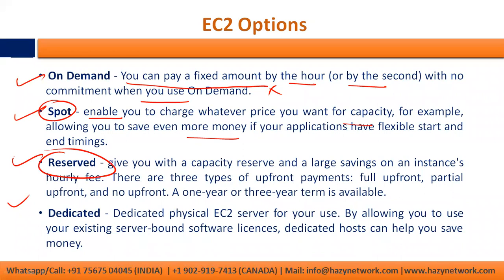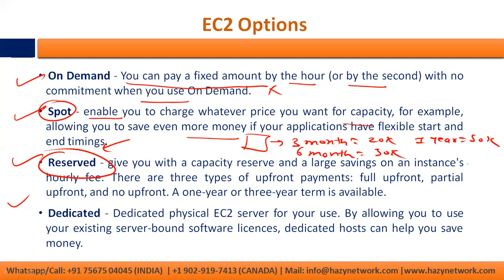Reserved instance. Reserved means what? It gives you a capacity reservation and large savings on the instance hourly fee. Simple. Suppose you ask Amazon that I want one virtual server. Amazon will say, okay, tell me for how long you want this virtual server. You say I need it for 3 months. Okay, Amazon will say then you have to pay me 20,000. If you say 6 months, then maybe Amazon will say you have to pay me 30,000 in total. If you say I need it for 1 year, then Amazon will say 50,000. Can you compare the price? 20,000, 30,000, 50,000.